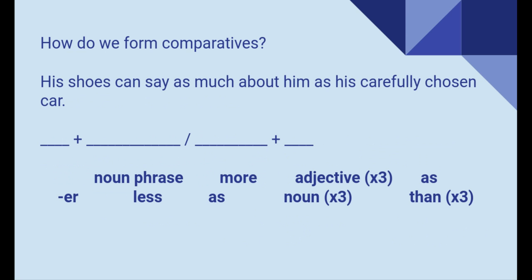Okay, let's go ahead and check. So we have "as" with a noun phrase or an adjective, "as." Remember that we use this structure "as" to say that something is equal, that there is not a difference. And we can use "not as" to say that it is different, that the first one has less of something than the second one.